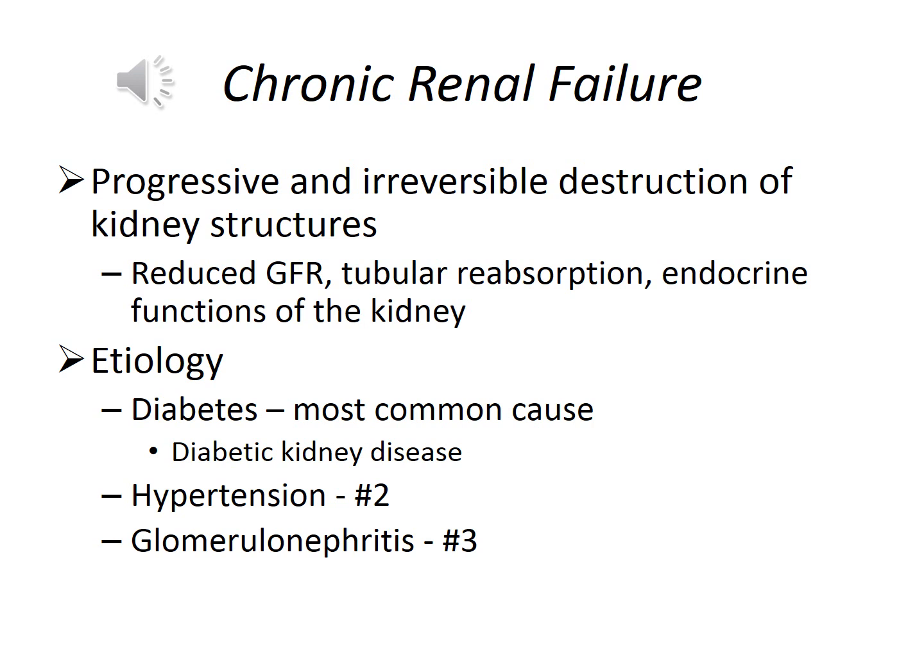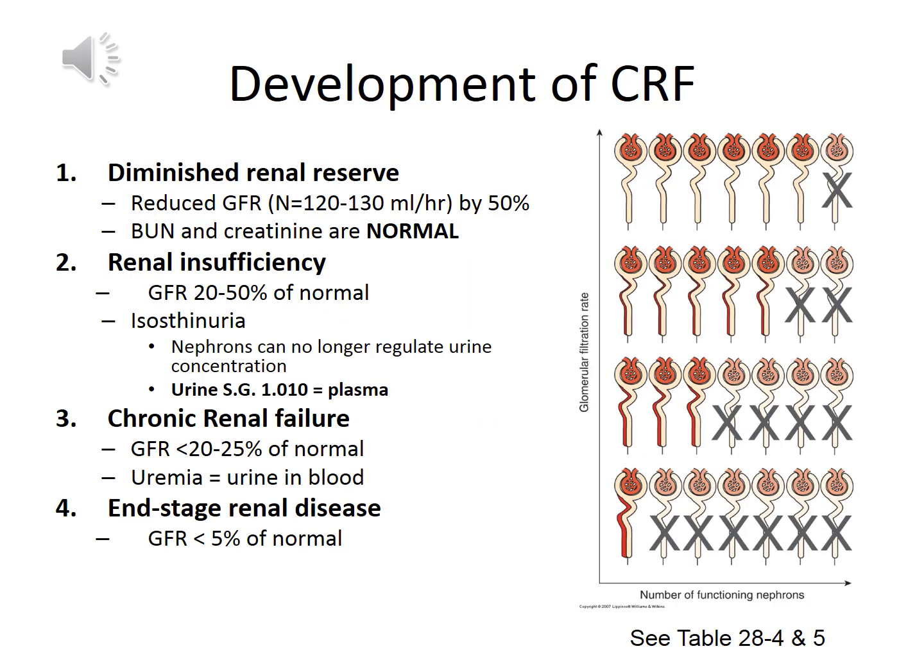So the etiology of chronic renal failure, diabetes is by far the most common cause. The second is hypertension, and the third most common cause of chronic renal failure is glomerulonephritis. So development of chronic renal failure, again, goes in several stages. And again, this may take a long time, over months to even years, depending on the etiology and the speed of progression of kidney damage.